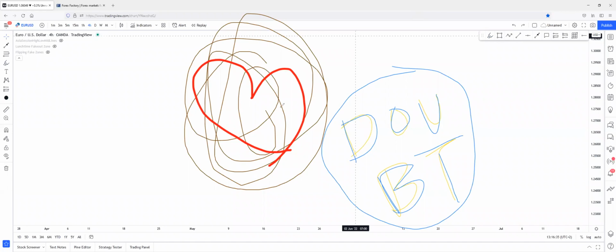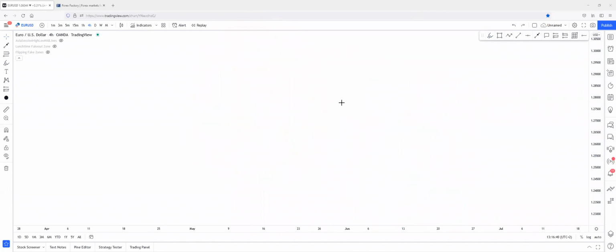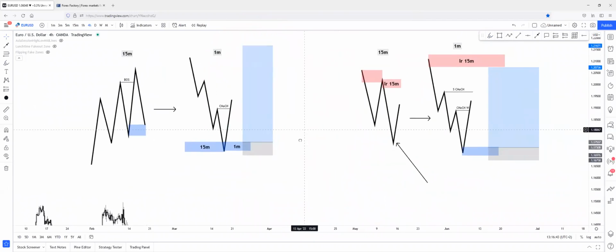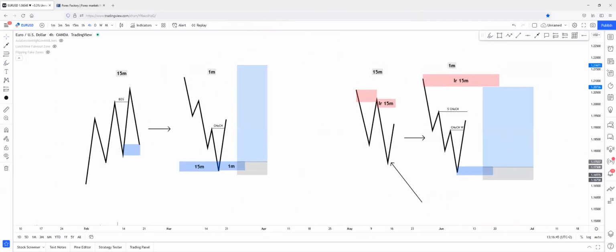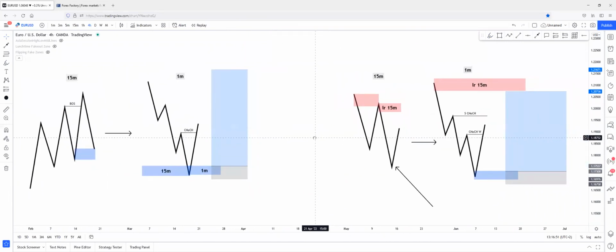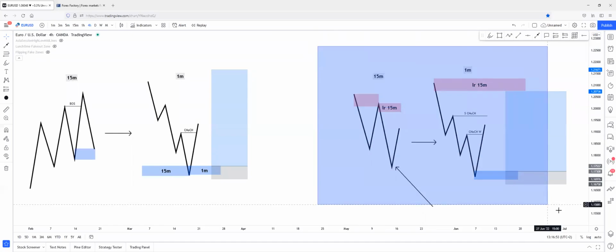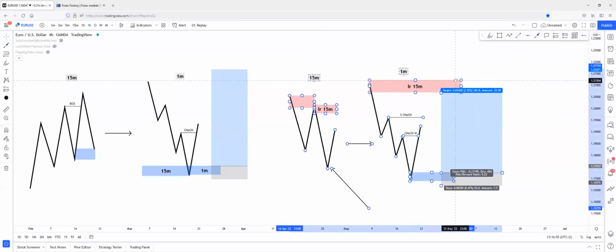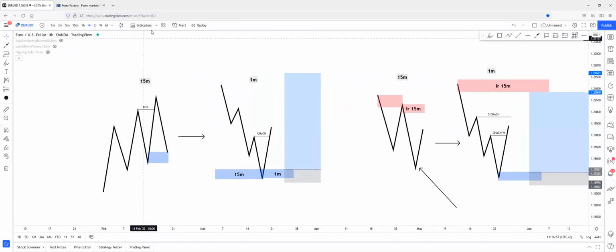Sir, can I ask you something? Of course. Let me hear the question. If price tapped into our 15-minute zone, either supply or demand, should we wait for the 15-minute change of character, or is a 1-minute change of character more than enough?